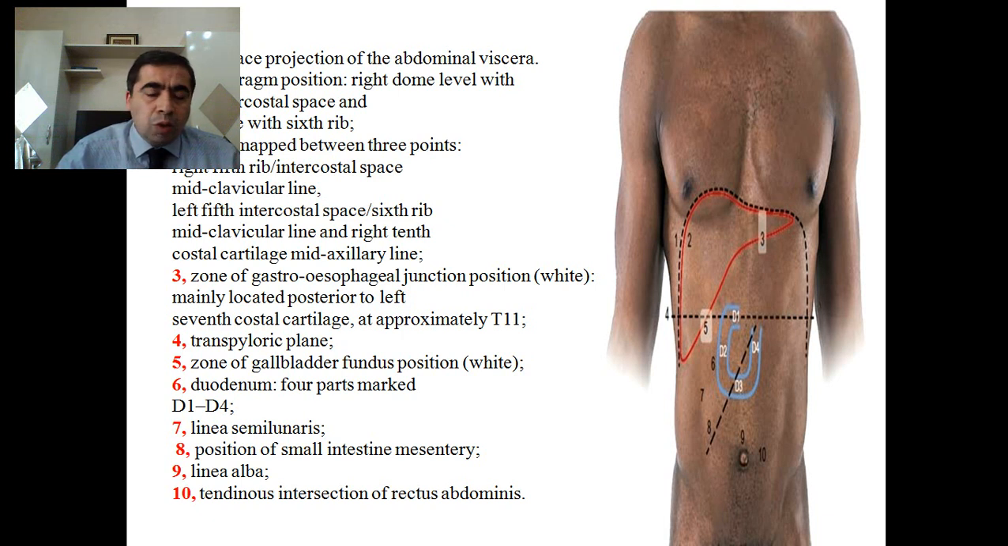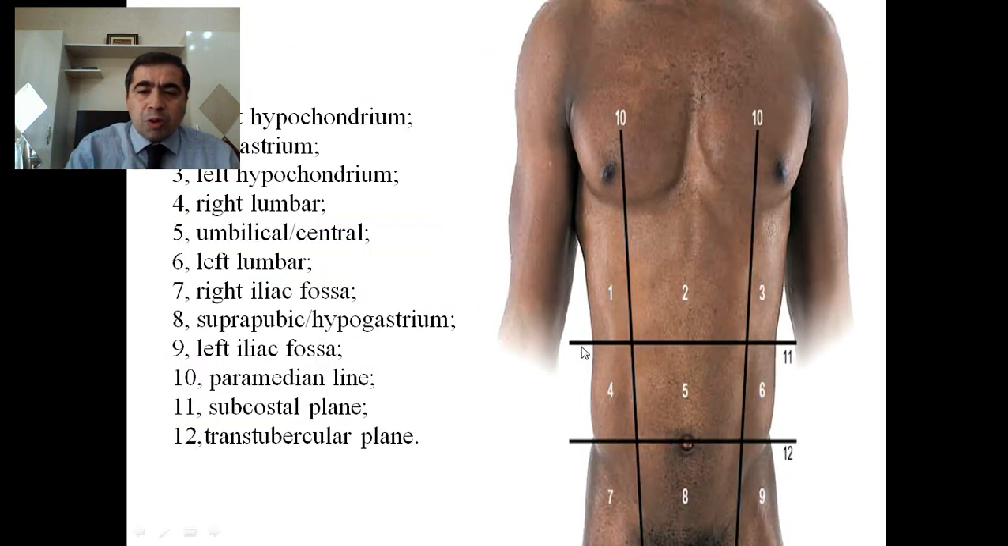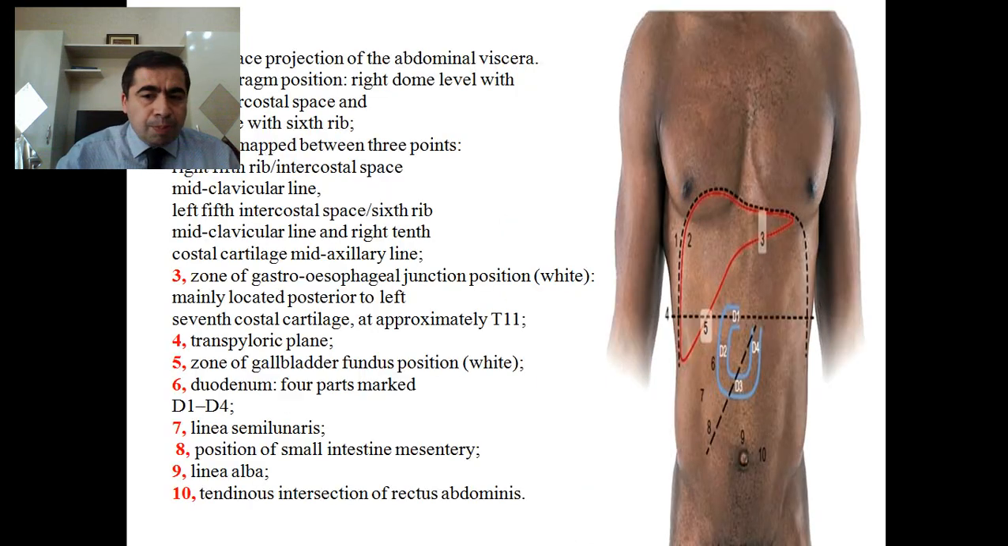The transpyloric plane passes through the pylorus of the stomach, and it corresponds to the inferior border of the first lumbar vertebra. We can use this plane instead of the previously explained subcostal plane. Maybe we can use the subcostal plane or maybe the transpyloric plane. The transpyloric plane separates the upper part of the abdomen, the epigastrium, from the middle part.